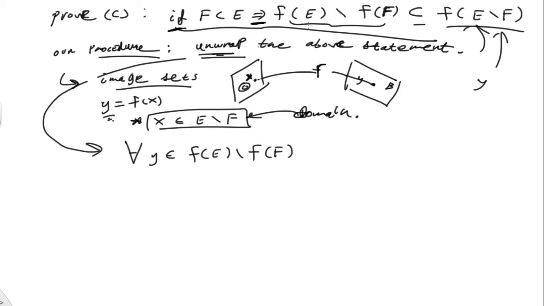That's one if. So this is the first if, and then there's a second statement here. We're unwrapping this statement, which says that if Y is in this set here, then it's also in that set there. That's what we have to prove. So for all Y in this set, it implies that Y is also an element of F of E not F.